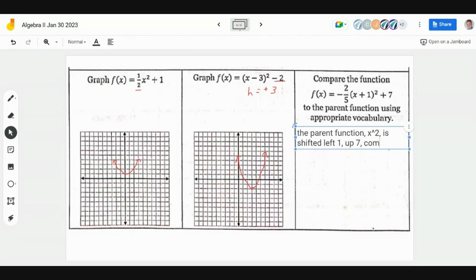Compressed by 2/5 and reflected, let's say reflected down. Well, not say reflected over the vertex, just reflected down. That would be over the vertex automatically. Okay, and then let's put that one into Desmos just to see that. We said it's left 1, up 7, compressed by 2/5 and reflected down. So we're going to shift that real quick to Desmos.